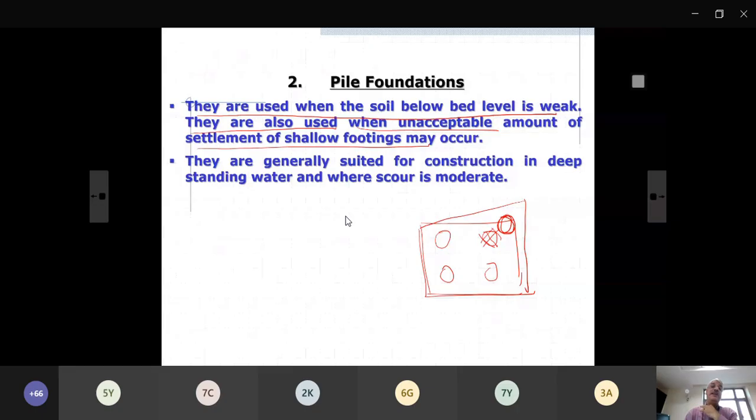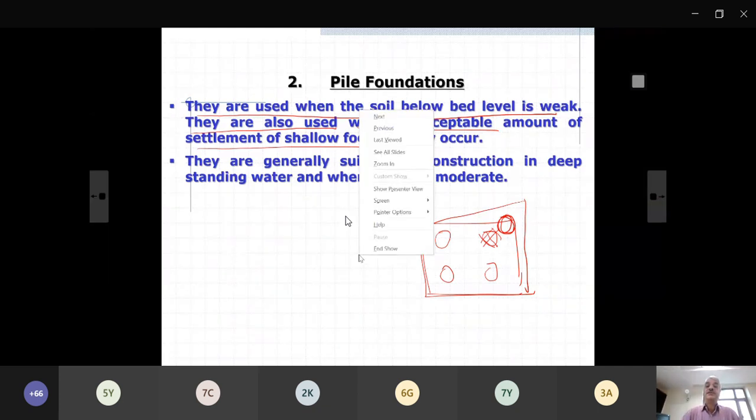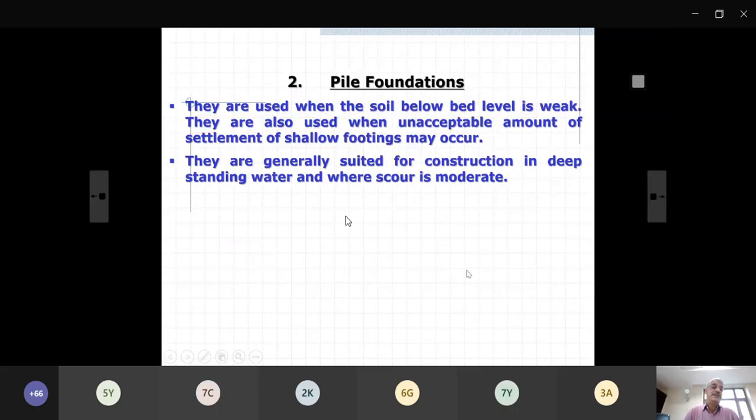Whereas in case of well, if your well gets stuck up, you are finished for months together. Rectify, we will see when we go to well foundation. So that flexibility is not there, and well takes very, very long time for sinking. So nowadays everybody is in a hurry, instant coffee, instant tea, everything instant. So in these instant days, piles have become very popular, but they are generally suited for construction in deep standing water where scour is moderate.